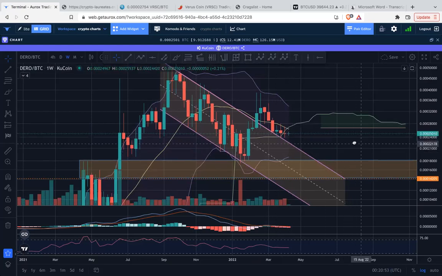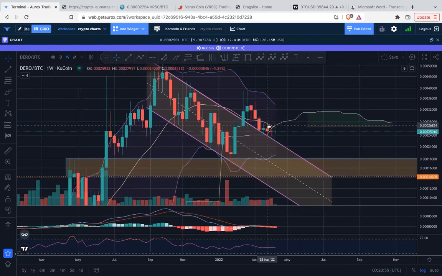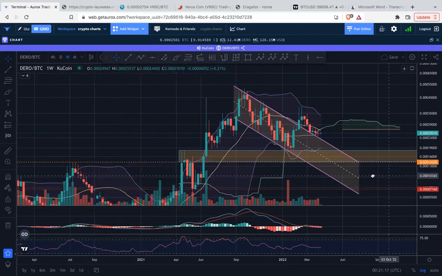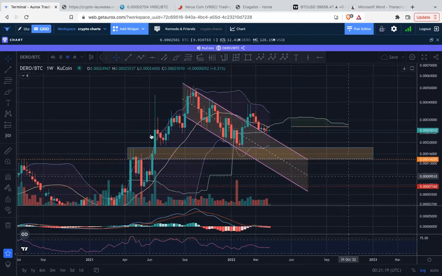Having said that, though, I think once you get rejected at the 20-week moving average with these Bollinger Bands, you're looking towards the lower end of the Bollinger Band to find your ground again. So yeah, we'll see what happens, but I think some sideways and down price action for DERO is in the mix, in the cards. How low will it go? Well, we're going to watch these levels. This is good price action here to find some potential support.